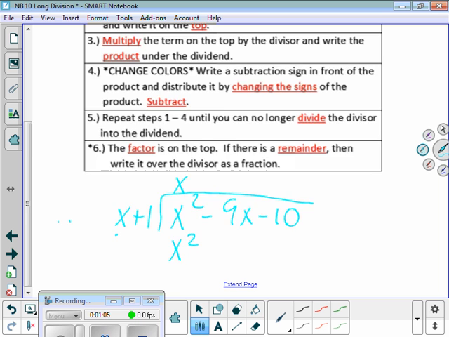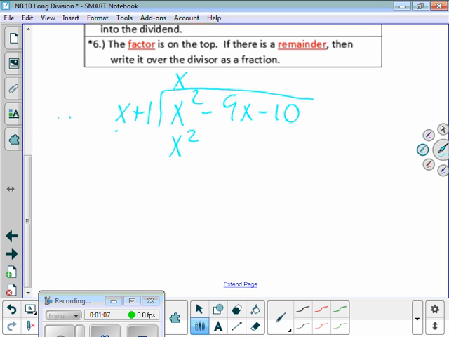Now here's the part you can't forget. You've got to remember to also multiply that x by the 1. What's x times 1? X. Very good. Now if you happen to have a different colored pen, that would be great. If not, just kind of scribble. We subtract at this point when we're long dividing, right? We draw our little line.